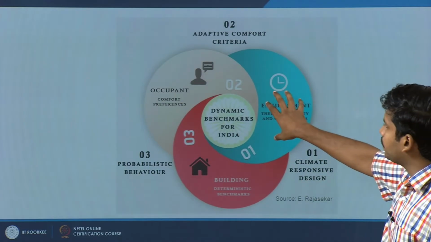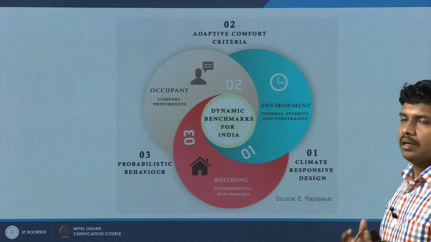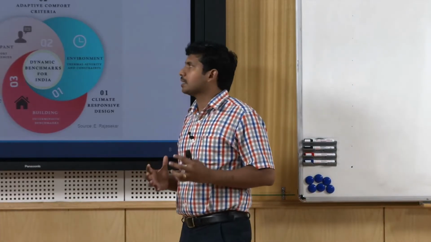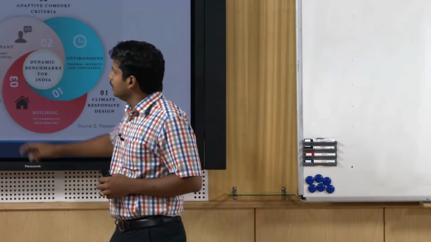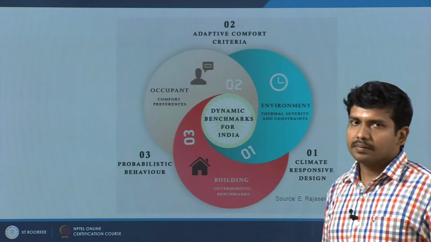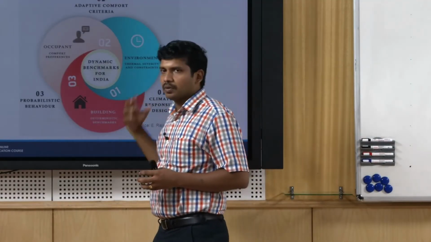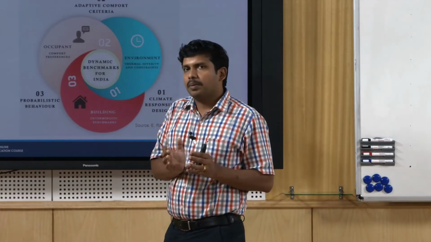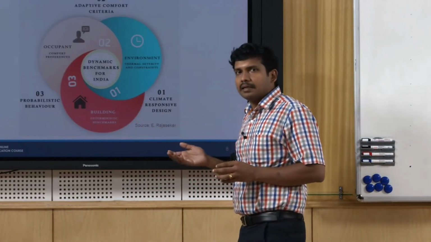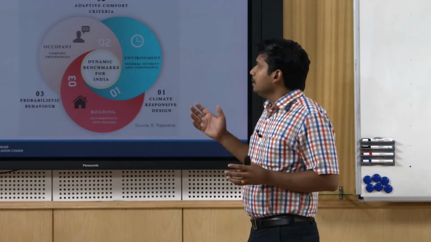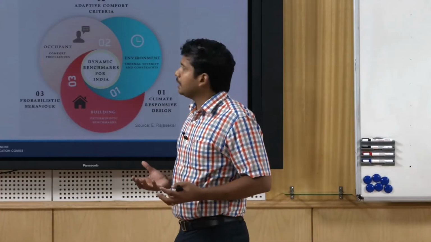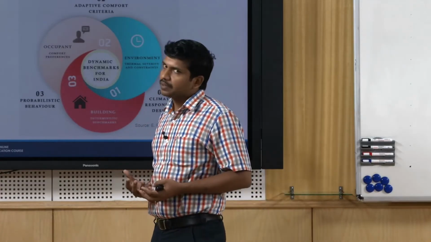This is a major component. The thermal severity of this particular environment influences comfort. Then you have occupants, the people who are perceiving comfort or perceiving the environment. About the people themselves, like we discussed, age, gender, body mass index, a lot of things on their own, their physique, affect the perception of comfort.